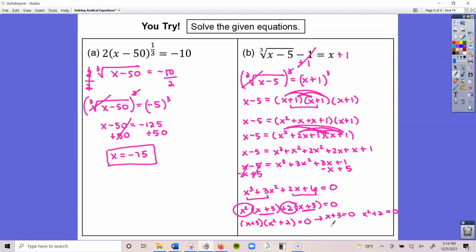For this one, I'd have to subtract the 3, so x is equal to negative 3. Here, I would have to subtract the 2, so x squared equals negative 2, and then square root. But when I square root here, I get x equals the square root of negative 2, which is an imaginary number. I cannot get the square root of a negative since there are no 2 identical numbers that multiply to give you a negative 2. So I only have one solution, which is x equals negative 3. And that's solving square root and cube root equations.